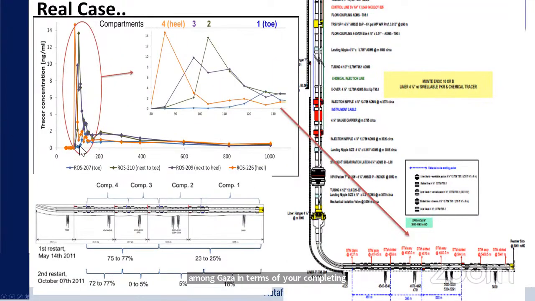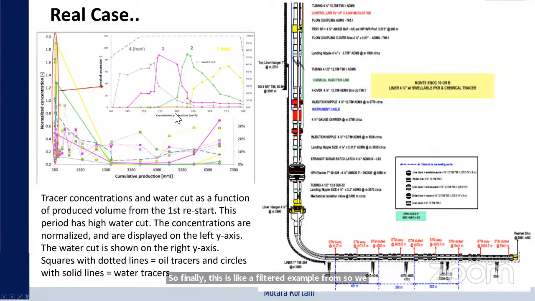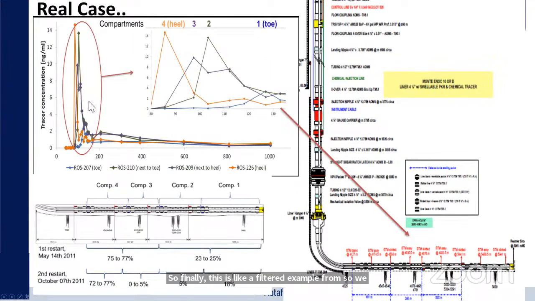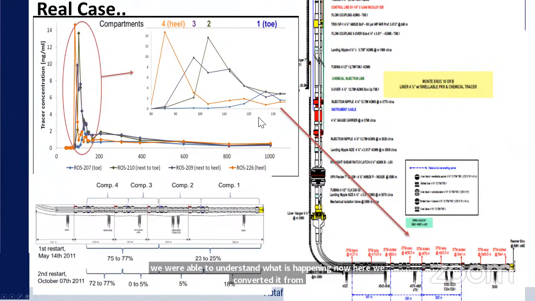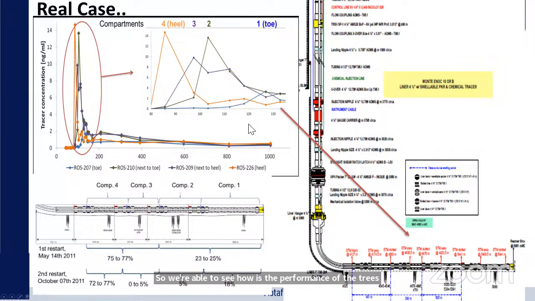So finally, this is a filtered example. We got this data of the concentration now, and we did it here in a filtered way, so we were able to understand what happened. Here, we converted it from production into days, so we are able to see how the tracer is performing.